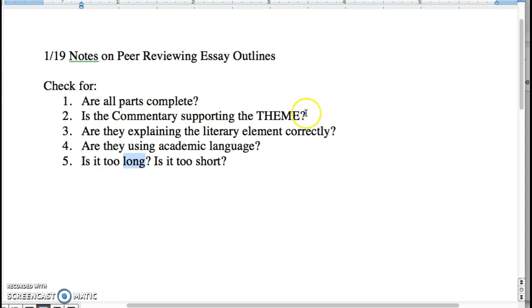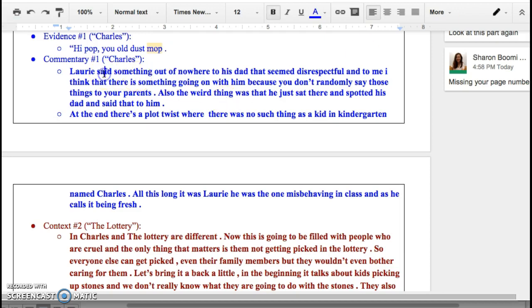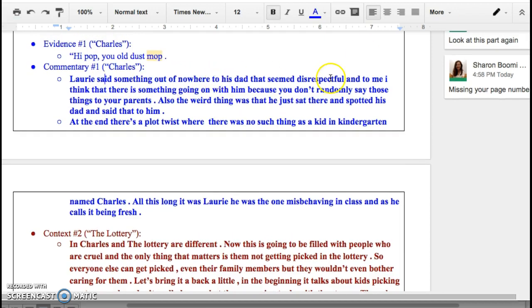Remember, we want to make sure that the commentary is supporting the theme. This is very important. Laurie said something out of nowhere to his dad that seemed disrespectful, and to me, I think that there's something going on with him because you don't randomly say those things to your parents. Also, the weird thing was that he just sat there and spotted his dad and said that to him.